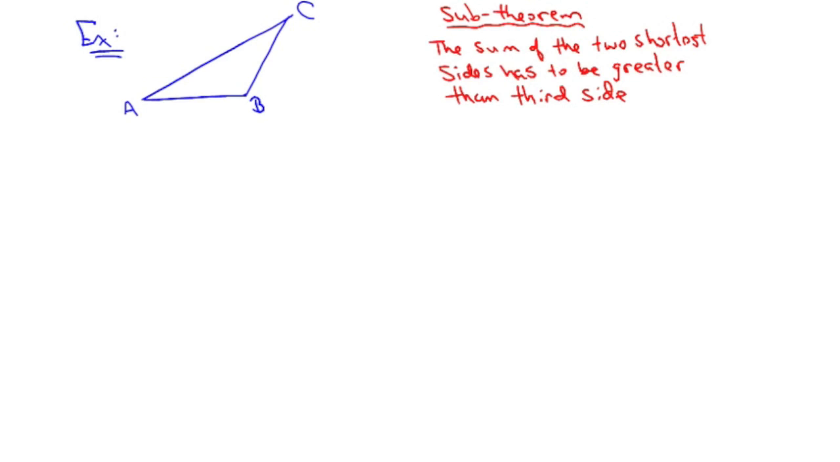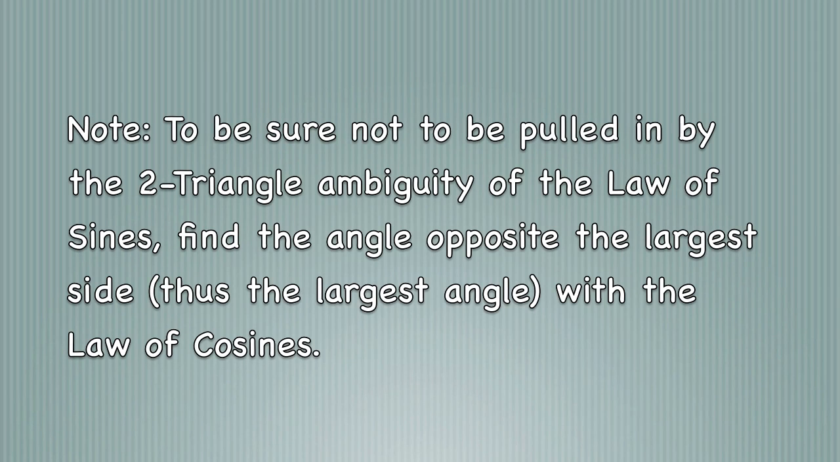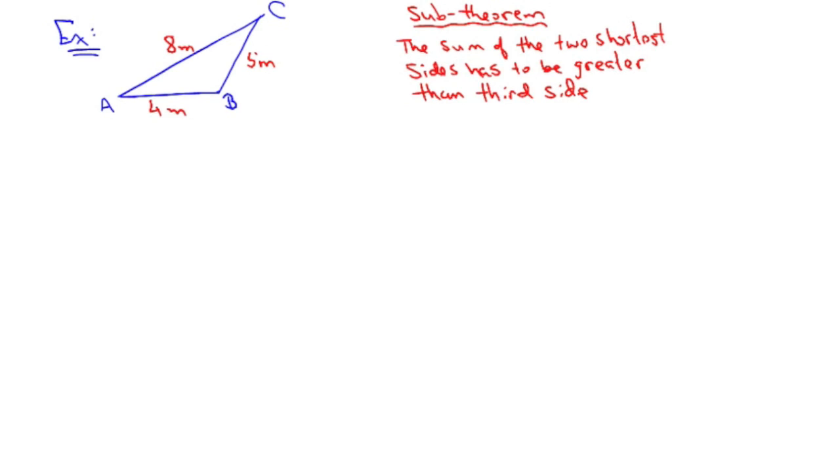So I'm going to set this up as 4 meters, 5 meters, 8 meters. That'll work because 4 plus 5 is bigger than 8. So law of cosines in this case, you're trying to find one of your angles. So which angle do you want to find? B. Okay, let's go for B.